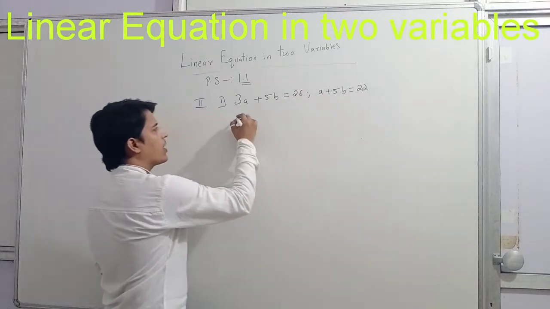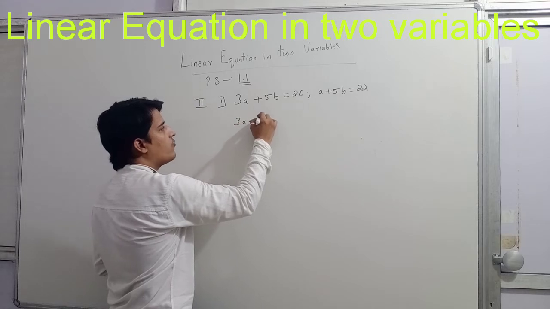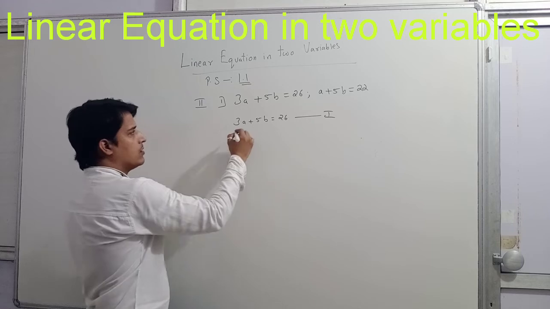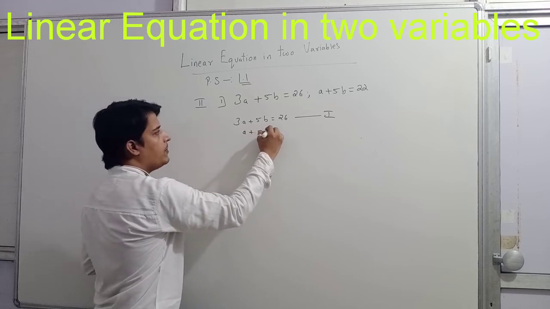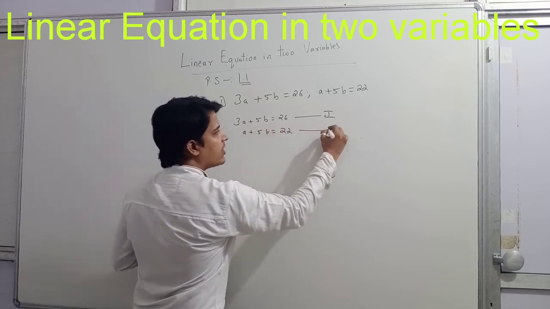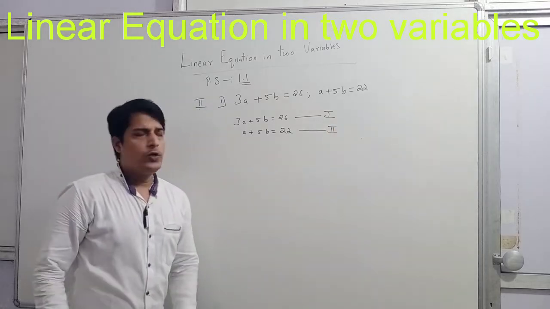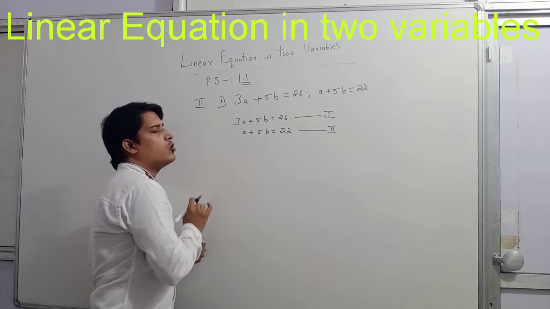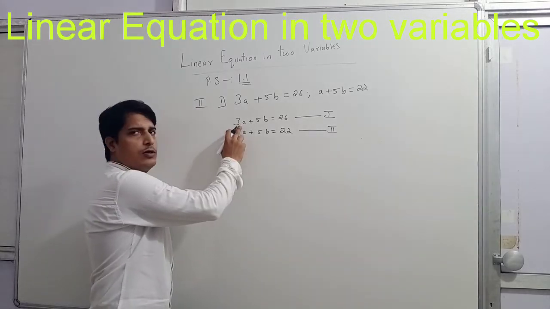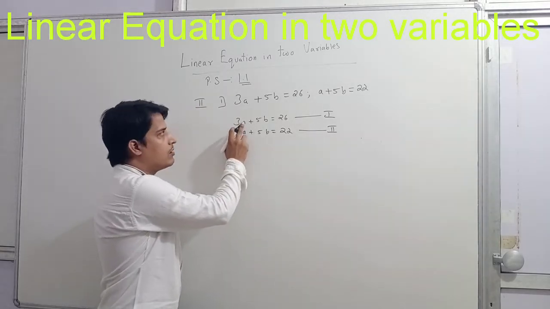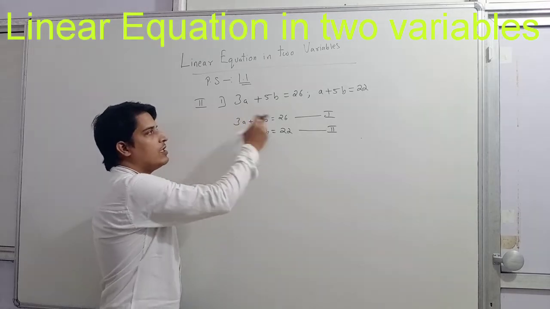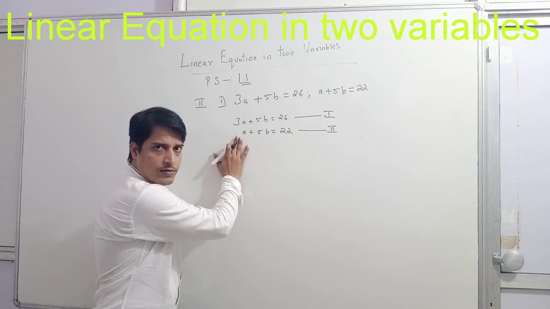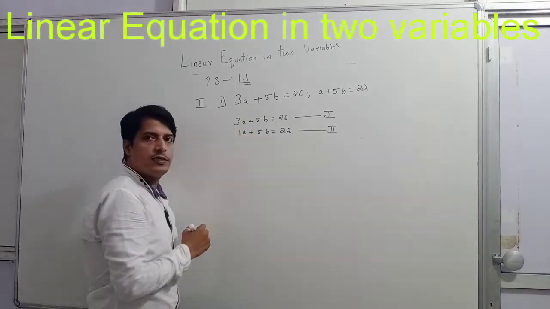Label them. Okay. 3a plus 5b equals 26, take this as equation number 1. a plus 5b equals 22, take this as equation number 2. Now observe both the equations. What common are we having over here? A is over here, A is over here. But along with A, we are having 3 in the first equation, and in the second equation, A is having nothing with it. That means what? It is having 1.